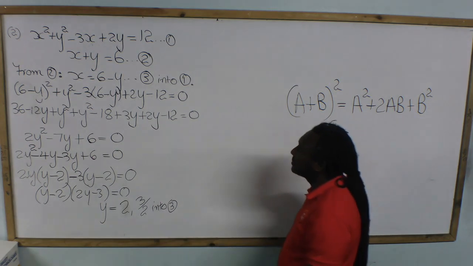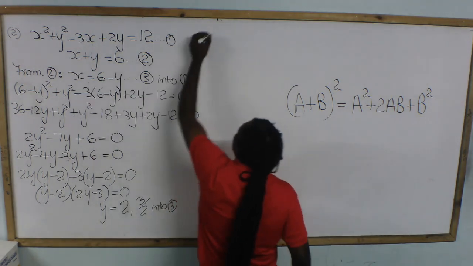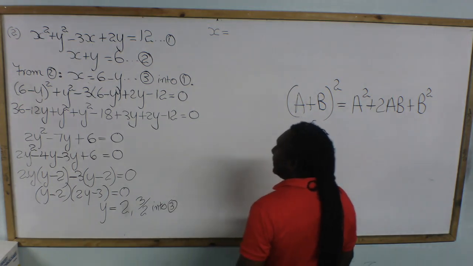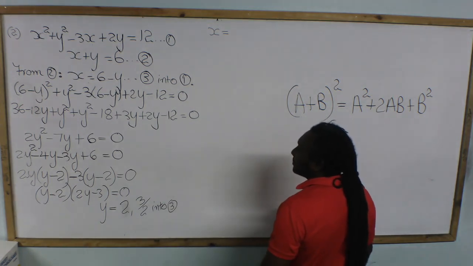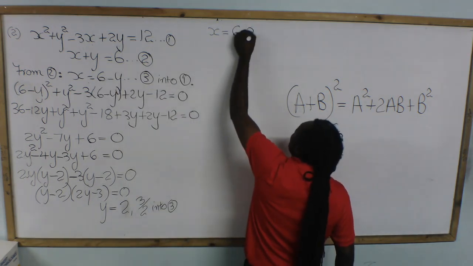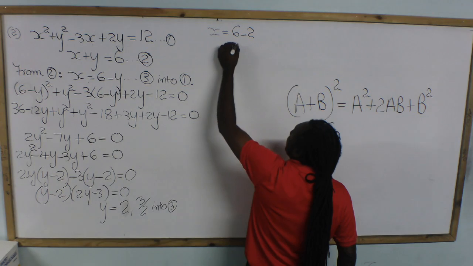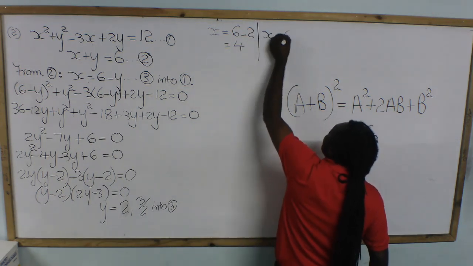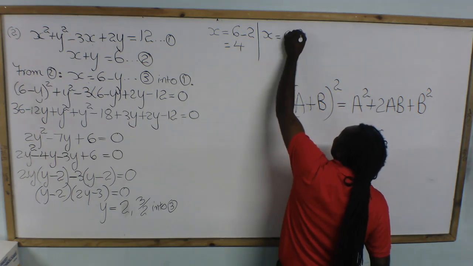So when you put that into equation 3, what do you get? X is equal to what? X is equal to 6 minus 2, which gives what? And the other one is x is equal to 6 minus what?